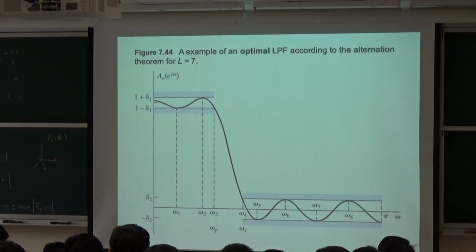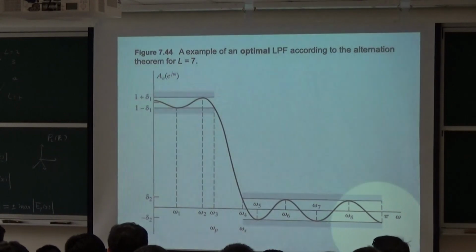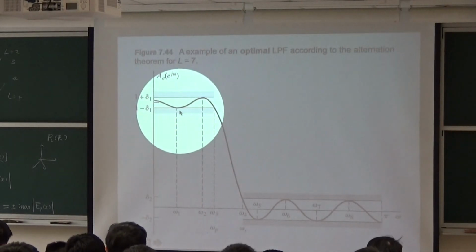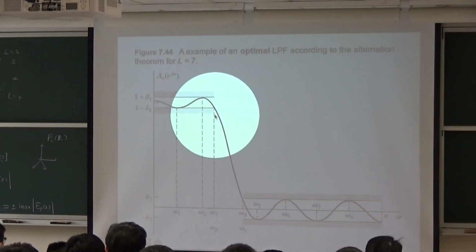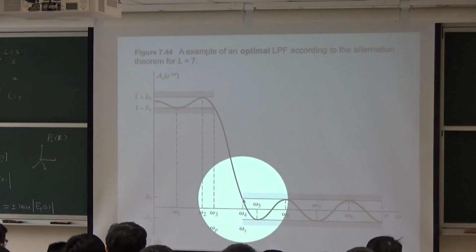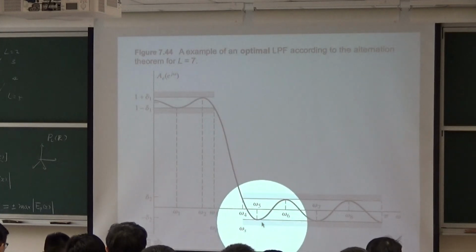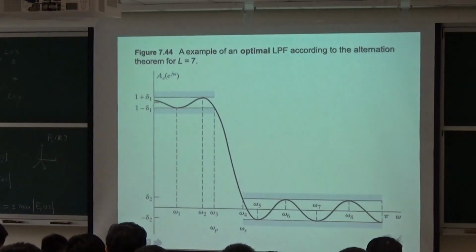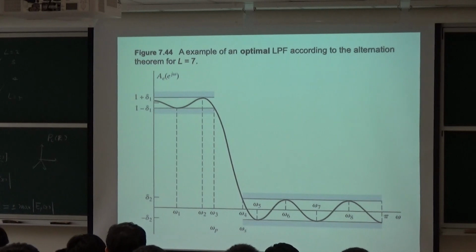Here's another example, for L equals 7. Let's count: 1, 2, 3, the corner frequency. 4, also the corner frequency. 5, negative, positive, negative, positive, negative. There are a total of 9 alternating points where the error changed sign from one point to the next. So this is again an optimal filter design.